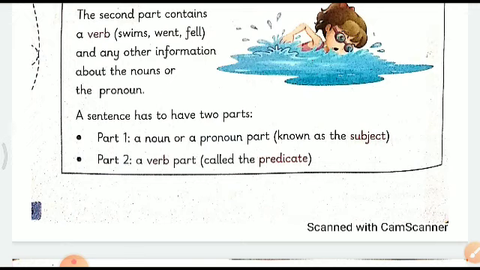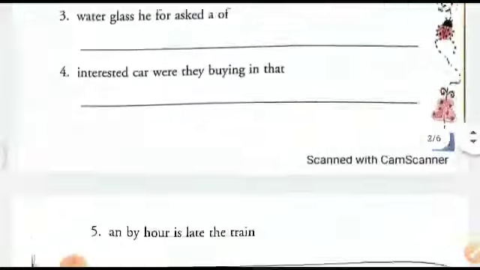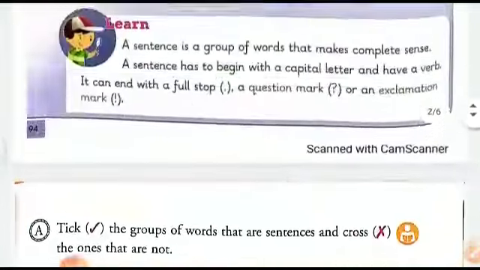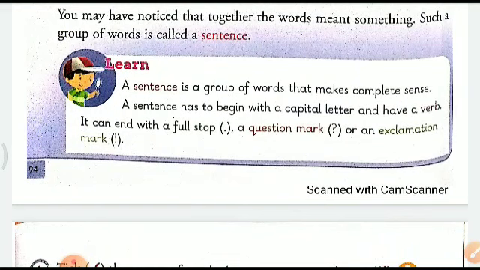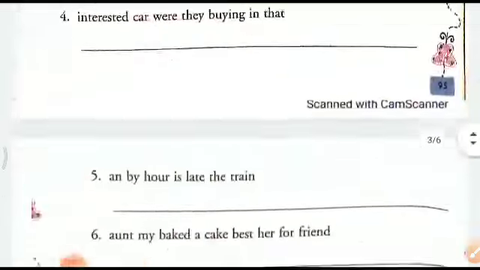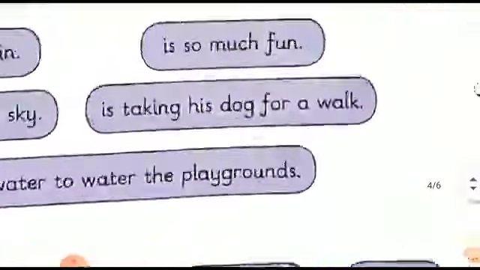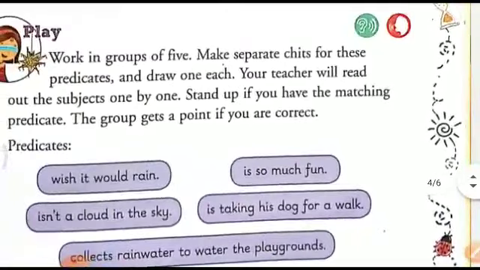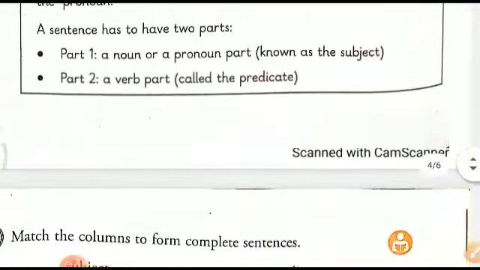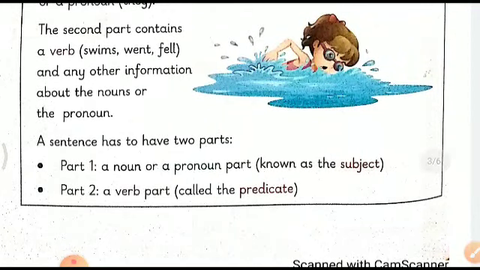So what we have seen is we have learned a few things. Let us just quickly recap. The first is, from this we know that a sentence is a group of words that make complete sense. A sentence has to begin with a capital letter and have a verb. It can end with a full stop, a question mark, or an exclamation mark. And furthermore, we learned that a sentence has two parts, a noun or pronoun part which is called subject and a verb part called predicate.